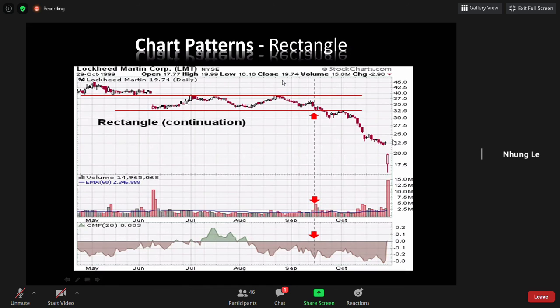Sometimes we get another one, the rectangle. For the rectangle, it's similar to the triple top like you see here. And sometimes a double bottom. So when the stock price stops right here, what should we do? What should we do?